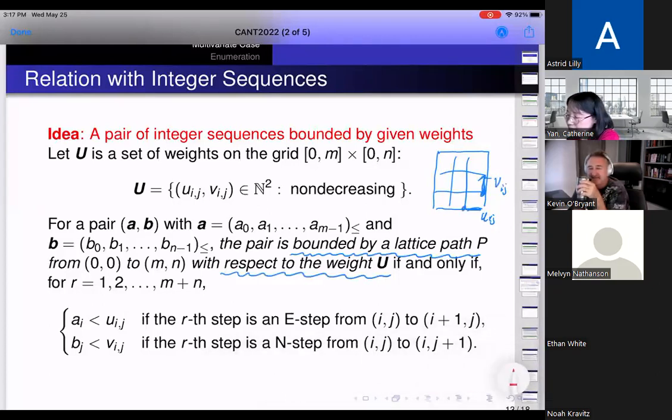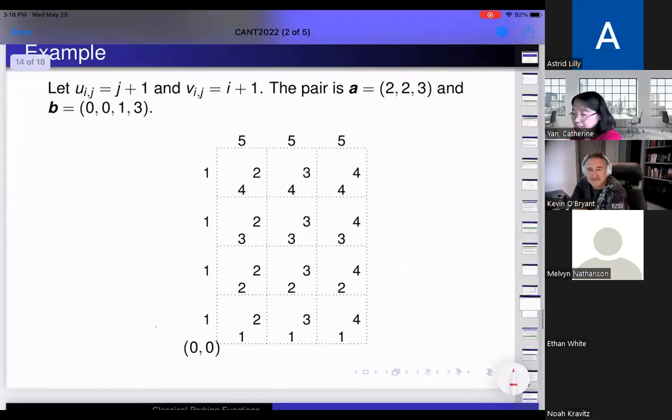Suppose you have a lattice path in that grid, and you want to label the horizontal edges by the A sequence and the vertical edges by B. You want, on every edge, the label to be less than the weight. Let me show you a more concrete picture. So here is the example.